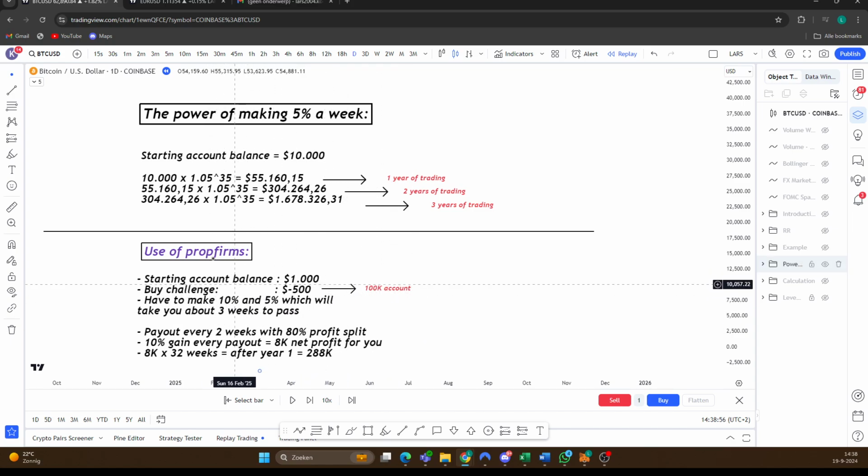Probably phase 1 is 10% and phase 2 is 5%. Whereas if you make 5% a week, it will take you around 3 weeks to pass. And then normally you have to pay out every 2 weeks with an 80% profit split. So if you make 10% in those 2 weeks, right? Every payout will be 8K. 10% of 100K is 10K, and then an 80% profit split makes it 8K.